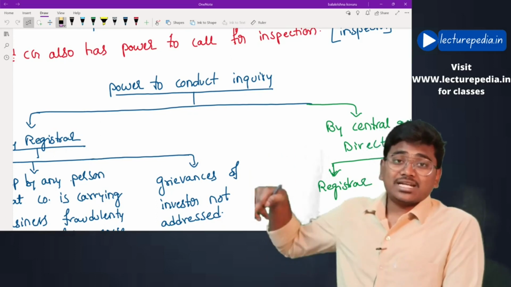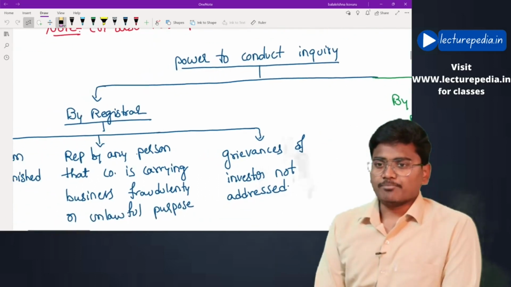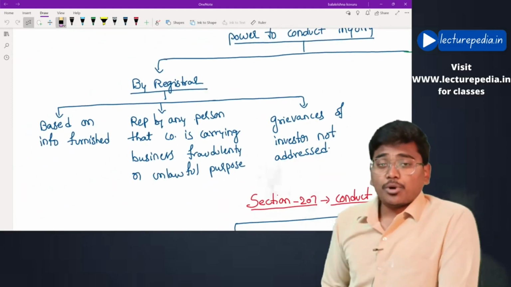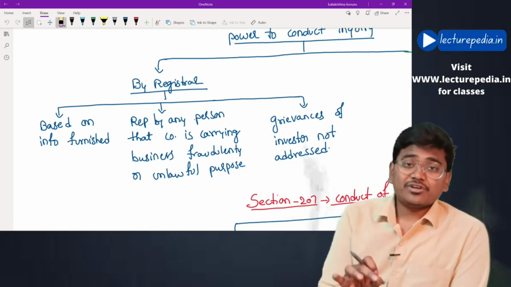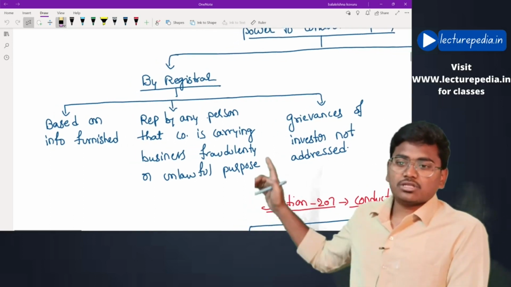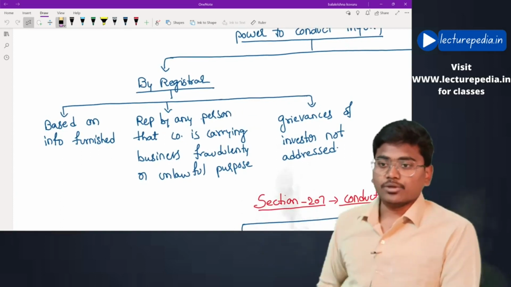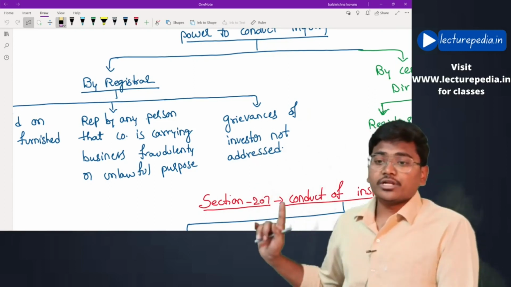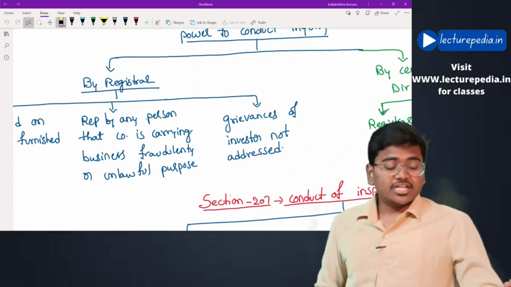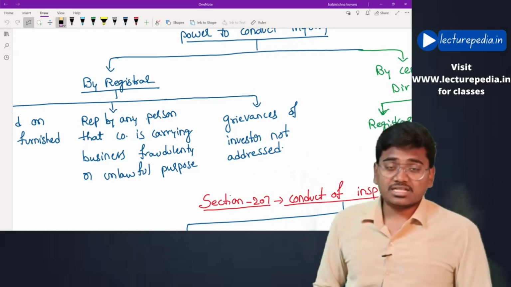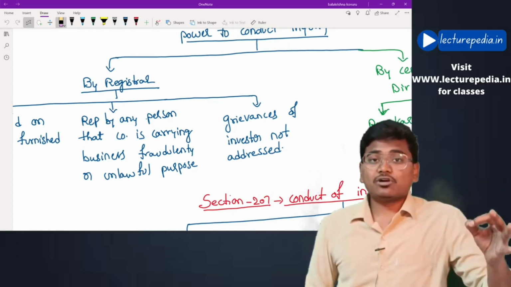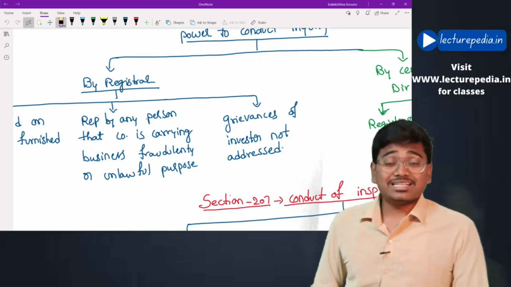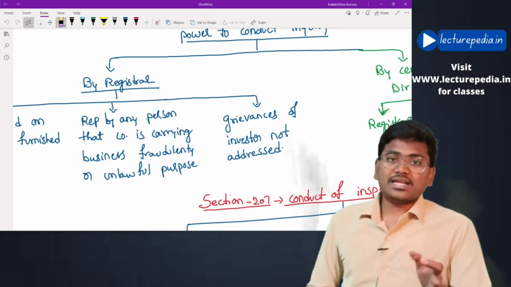Now power to conduct inquiry. Who is having power to conduct inquiry? Registrar. First of all, the registrar is having power to conduct inquiry based on the information that is furnished by the company. See, based on the information furnished, the registrar can conduct inquiry. Or representation by any person that the company is carrying on business fraudulently or for an unlawful purpose. If any person gives a complaint or representation to the registrar saying that a particular company is carrying on its business fraudulently or for an unlawful purpose, in that case the registrar can conduct inquiry on such company.